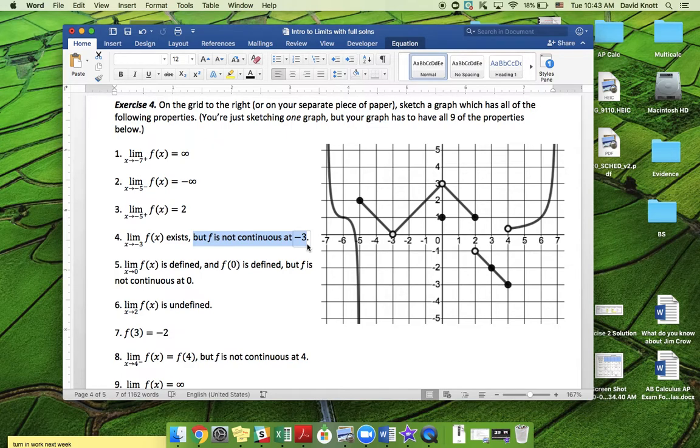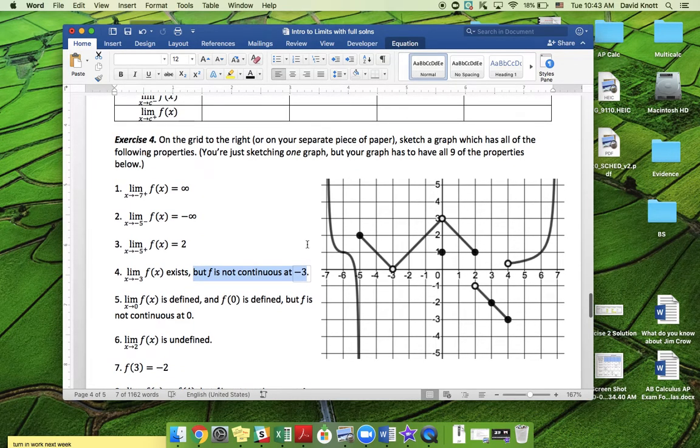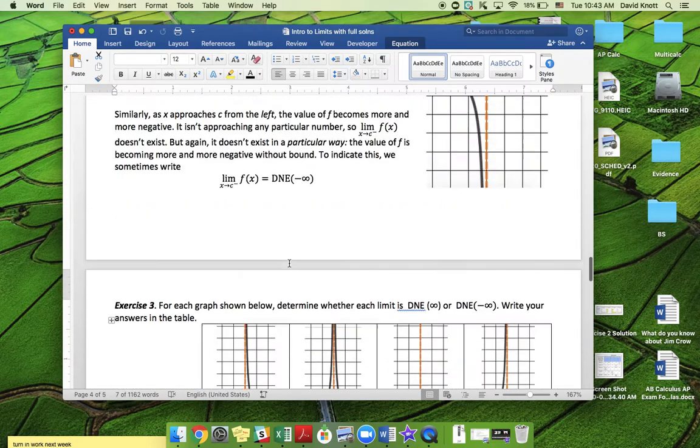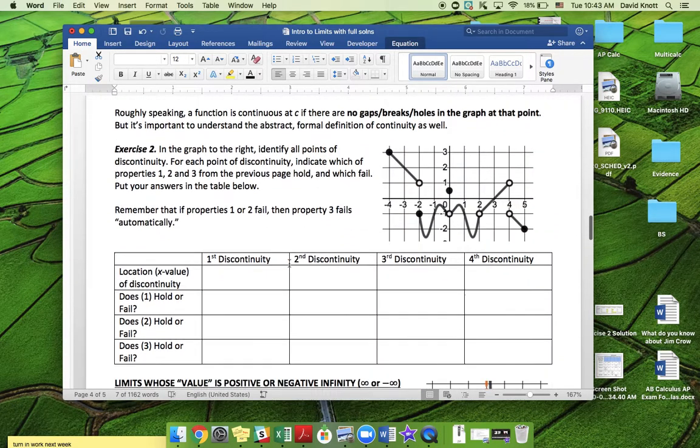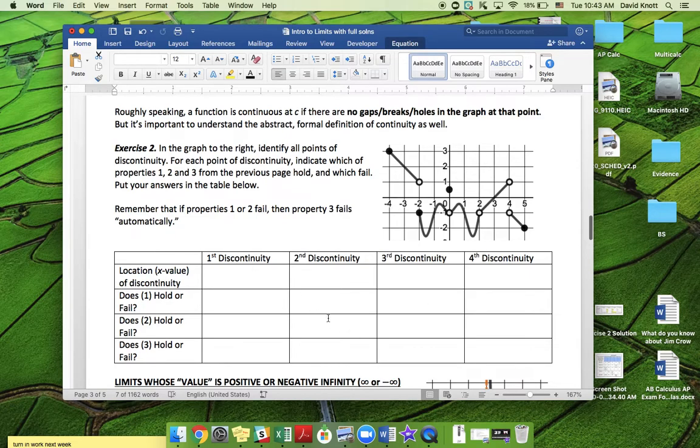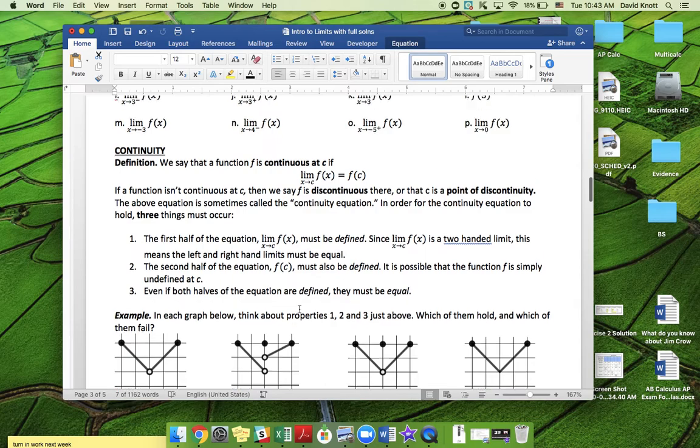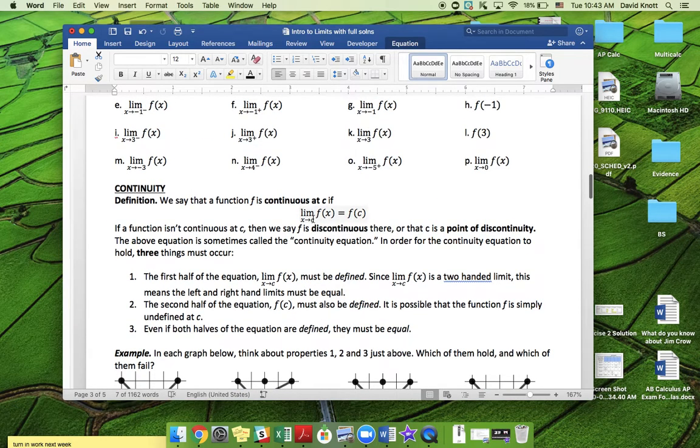Now, there are many ways for a function to be not continuous at a point. We had this whole thing in the previous problem, or actually exercise number 2, about all the different ways in which a function can fail to be continuous. Let's remember that being continuous at the point c means that the two-sided limit as x approaches c is equal to the value of the function at c.